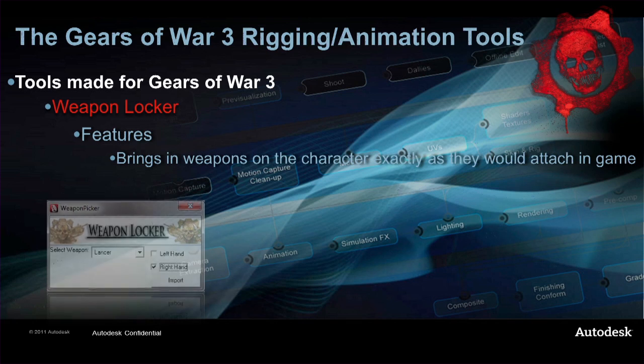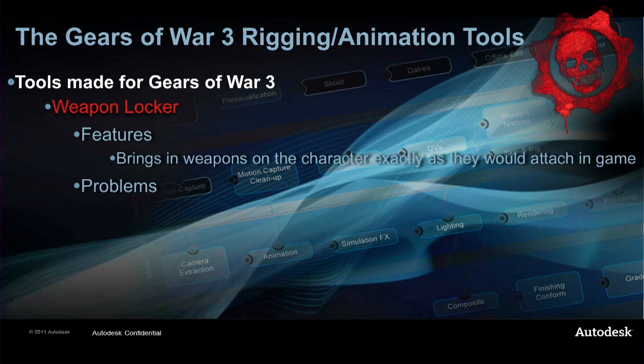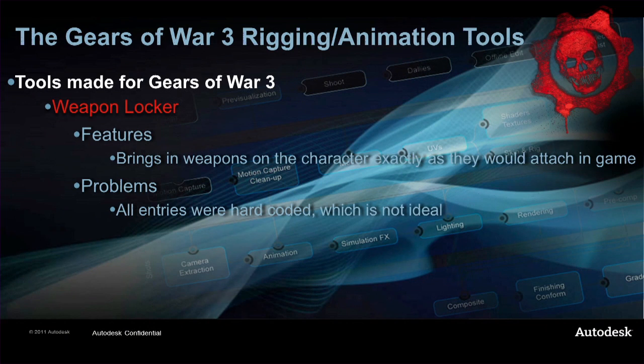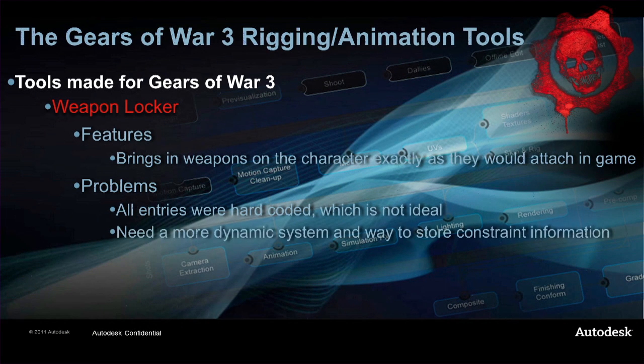The problem here was that all of the entries in that list were hard-coded. So anytime I wanted to add a new weapon, I had to update the script, check it in, make sure that the animators got the latest script, and this leads to a lot of potential problems. It was the same way with the auto-rig picker as well. Anytime I wanted to add a character, that was hard-coded, I had to update the scripts, send that out, make sure everyone got the latest. If they didn't, problems ensued. Unhappy people were unhappy. And so this was something I wanted to address as well.